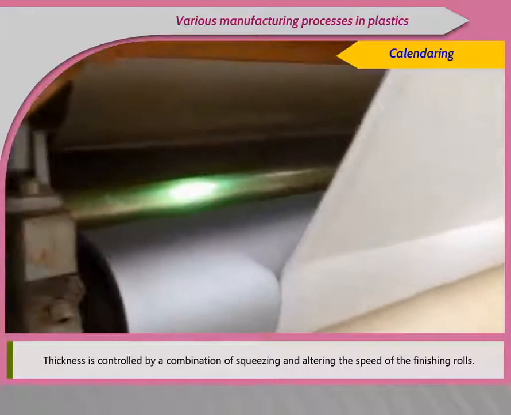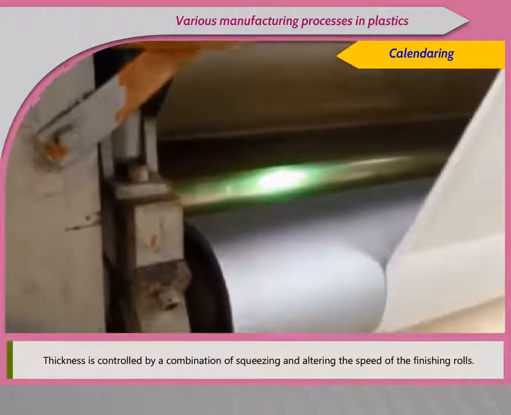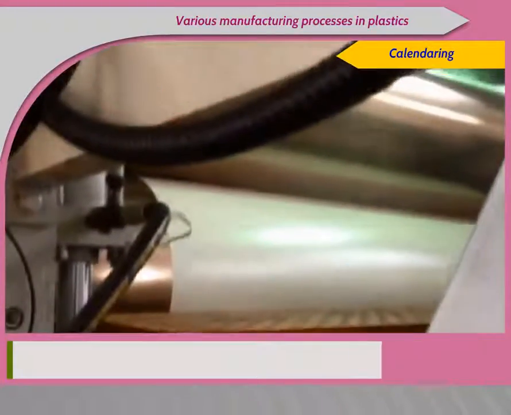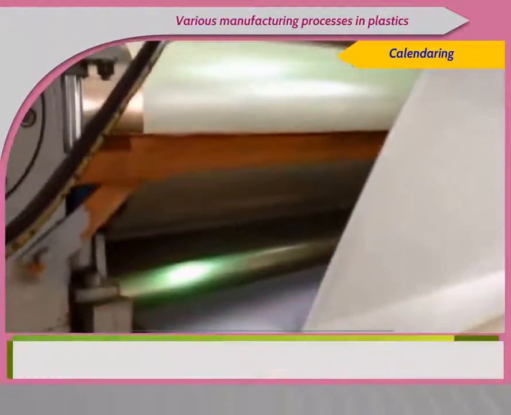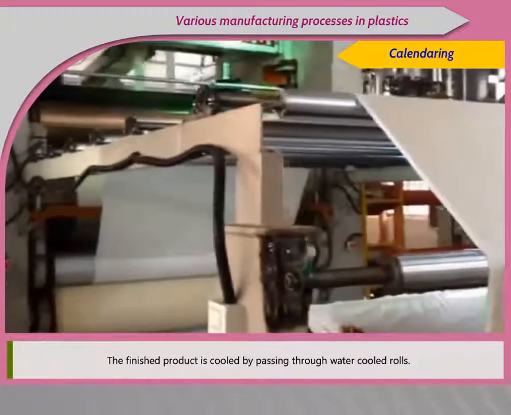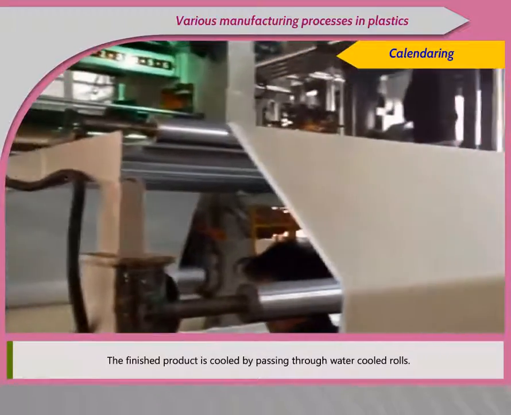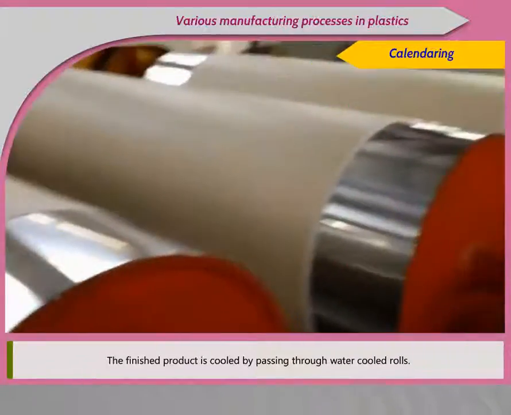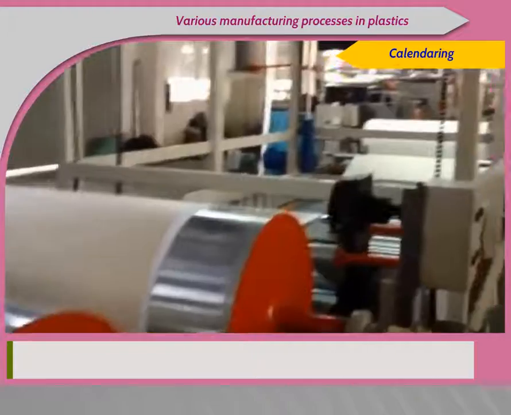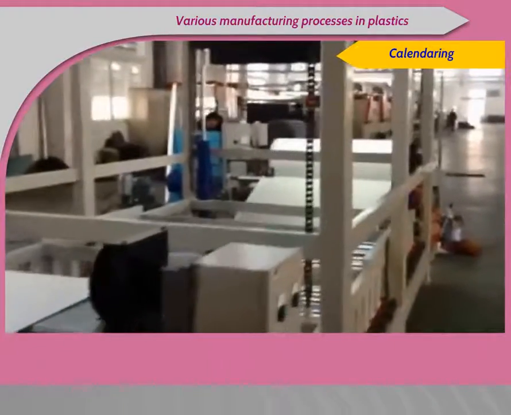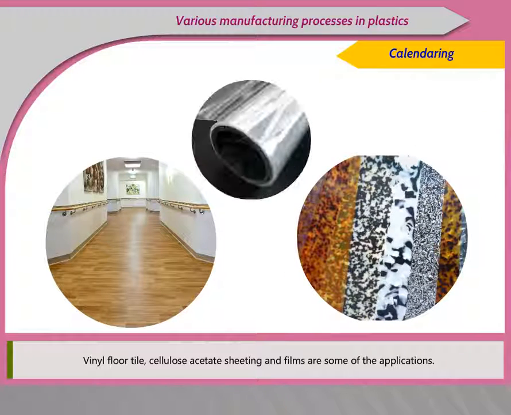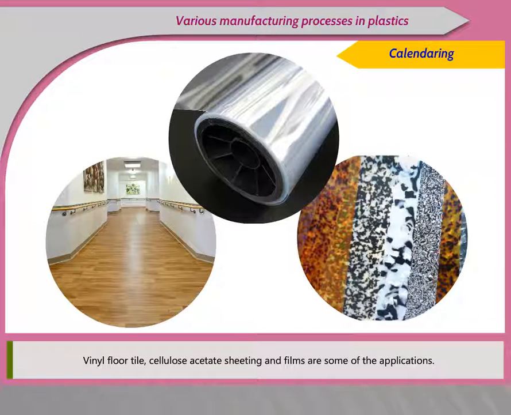Thickness is controlled by a combination of squeezing and altering the speed of the finishing rolls. The finished product is cooled by passing through water-cooled rolls. Vinyl floor tile, cellulose acetate sheeting, and films are some of the applications.